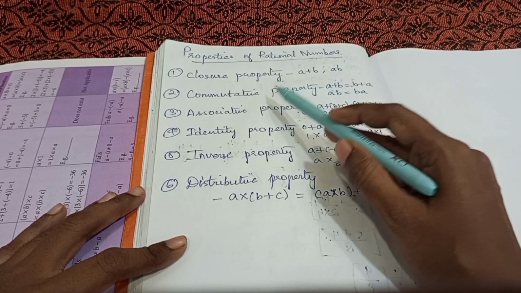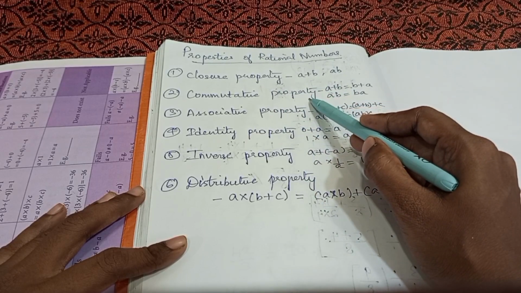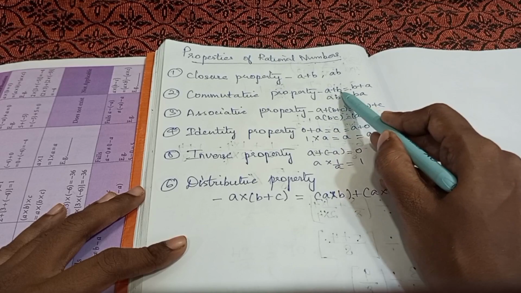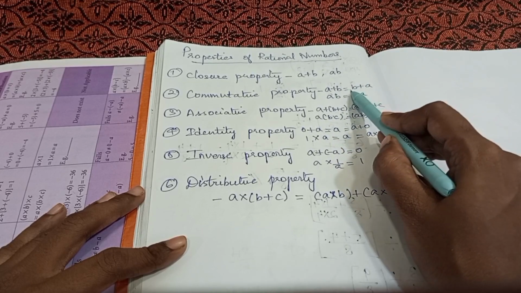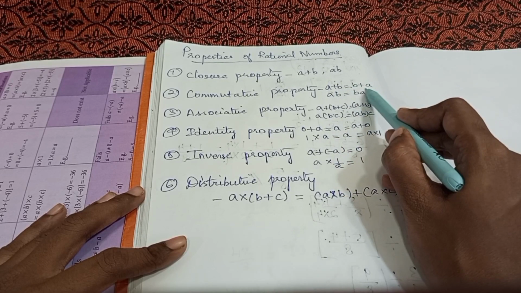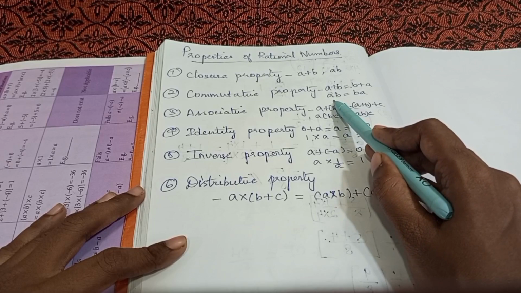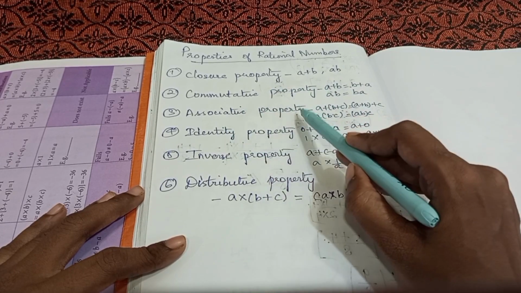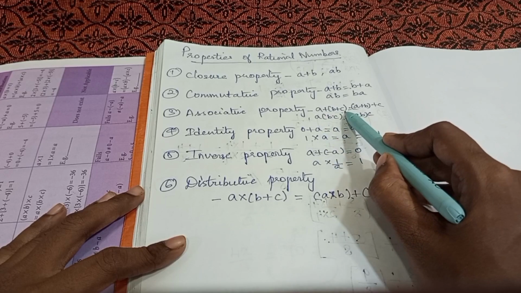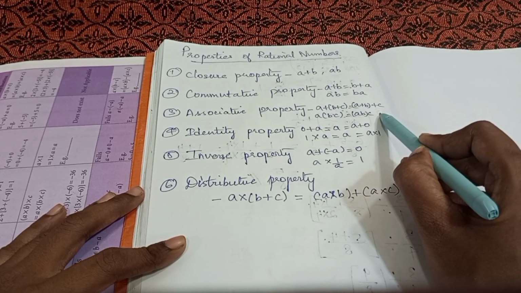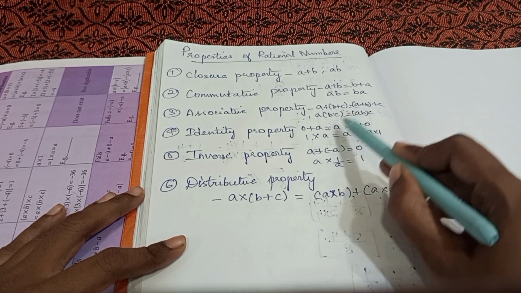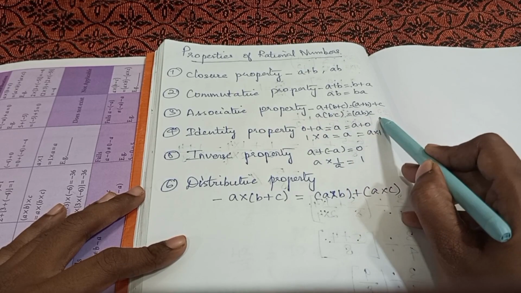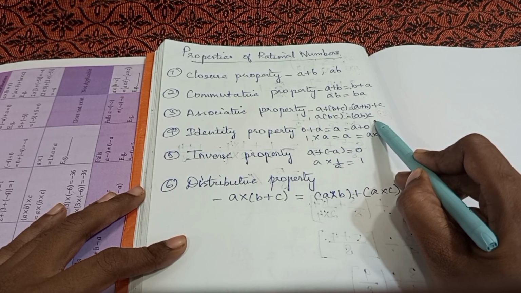Let's see the commutative property. Commutative property is A plus B is equal to B plus A. If you add these two and if you add B plus A, the answer should be the same. It should be verified. Likewise, in multiplication also, A into B is equal to B into A. See the associative property: A plus B plus C is equal to A plus B plus C, grouped differently. This is for addition, and for multiplication, A into B into C is equal to A into B into C. You have to verify.